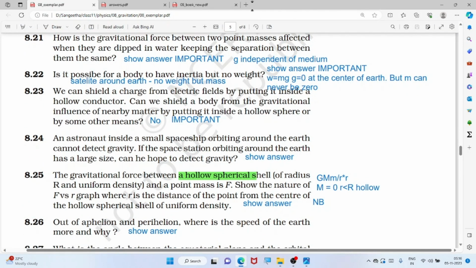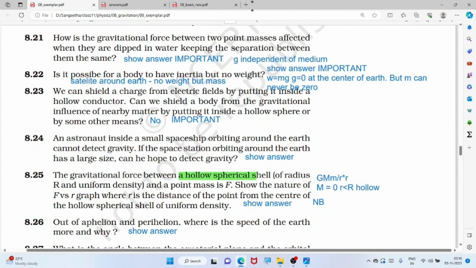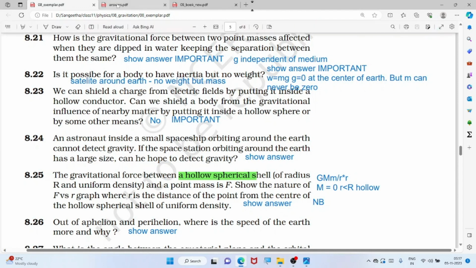Is it possible for a body to have inertia but no weight? Yes, that is possible. Example: a satellite. The satellite doesn't have weight but it has inertia. For a satellite around the Earth there is no weight, but mass is there, because the effective gravity is zero. The weight is 0 for the satellite, but mass can never be 0, so these two can be different.